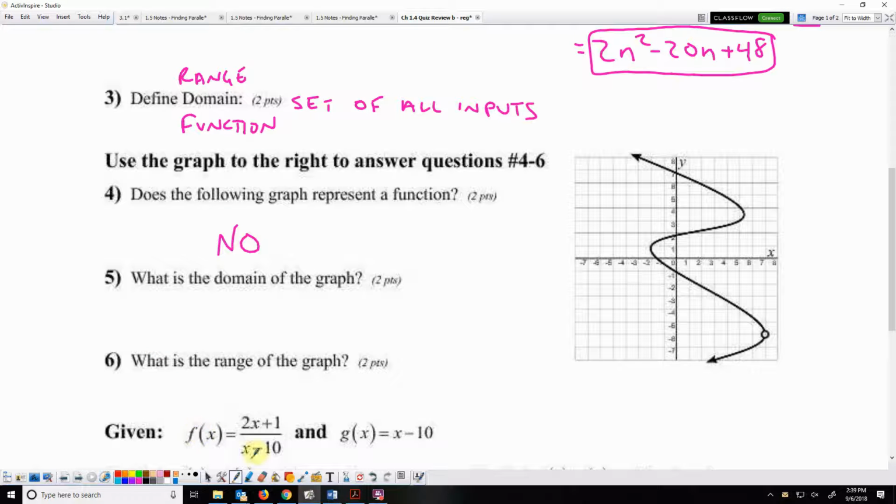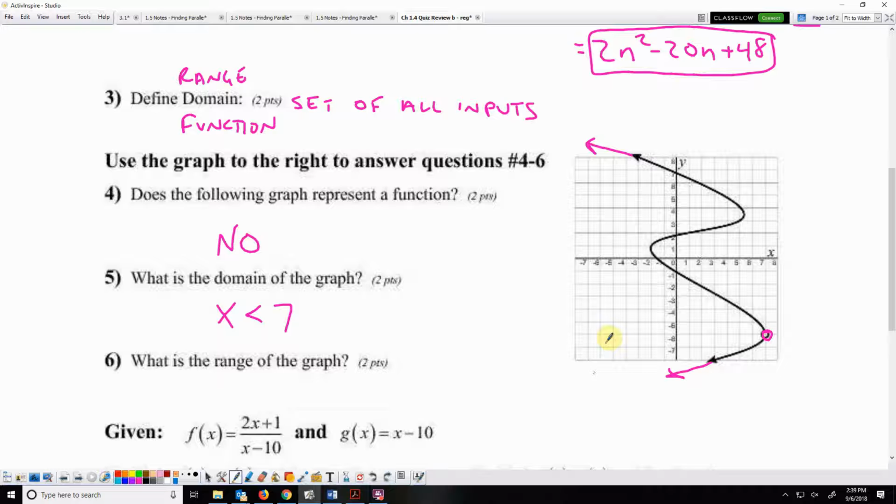What is the domain? So domain is left to right. It goes left forever. It does not go right forever. It only goes this far. And it doesn't even include this point right here. It gets infinitely close to an x value of 7, but it doesn't touch it. So for our domain, we'll say it's all x's that are less than, not equal to, so no underline, less than 7. If this was filled in, then it would be or equal to. But it's not filled in, so it's not equal to.